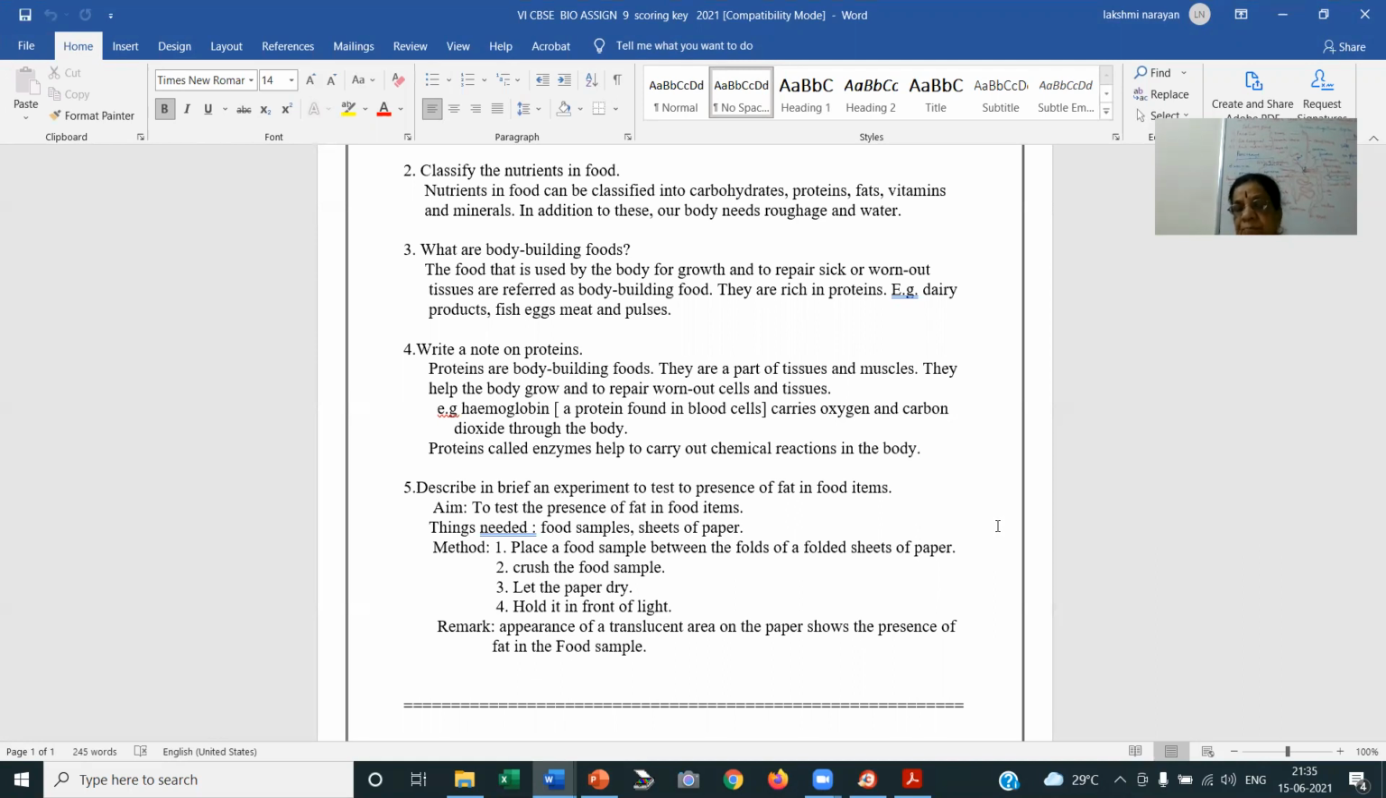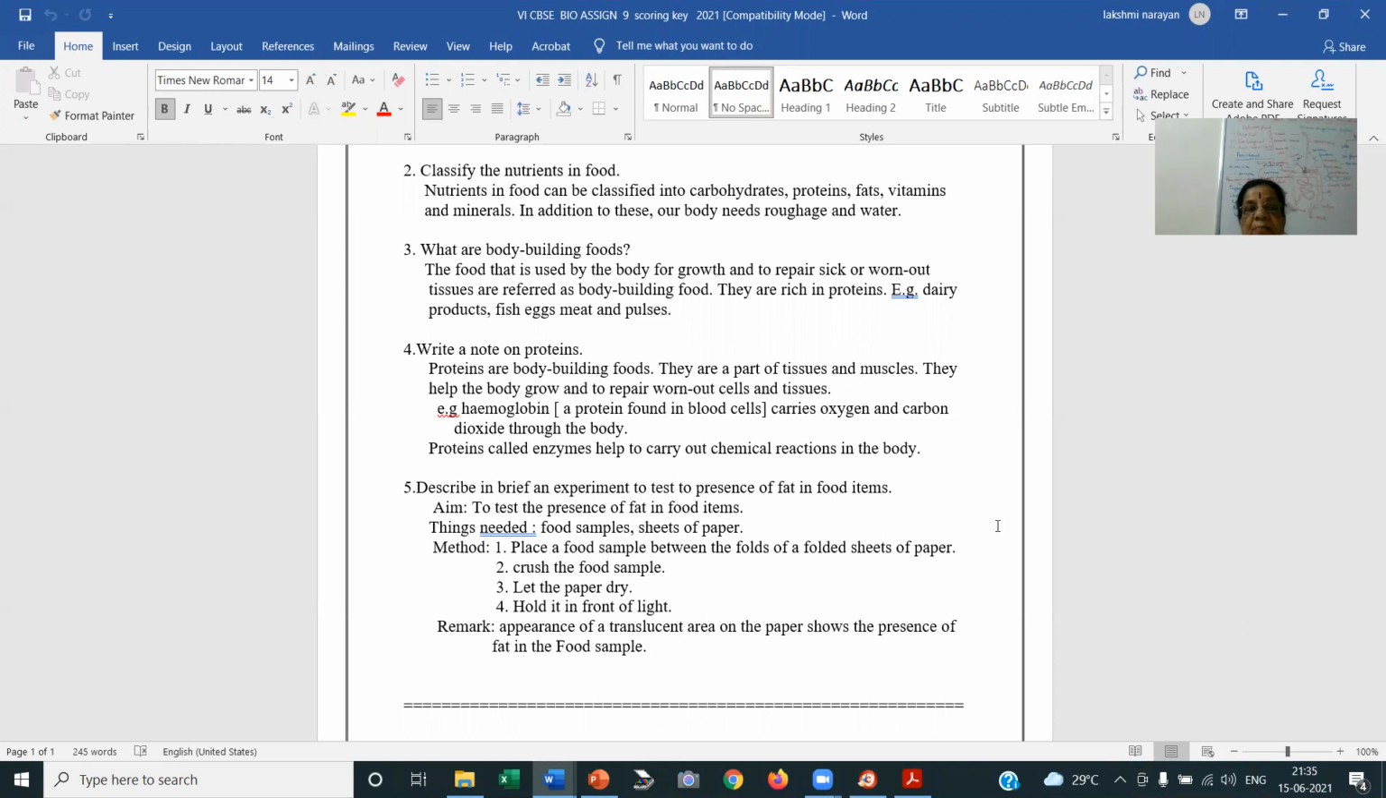Heme is the iron content. Globin is the protein part. And proteins called enzymes help to carry out chemical reactions in the body. We have learned about hormones and enzymes today. So these enzymes help to carry out chemical reactions in the body. I hope you have written like this.